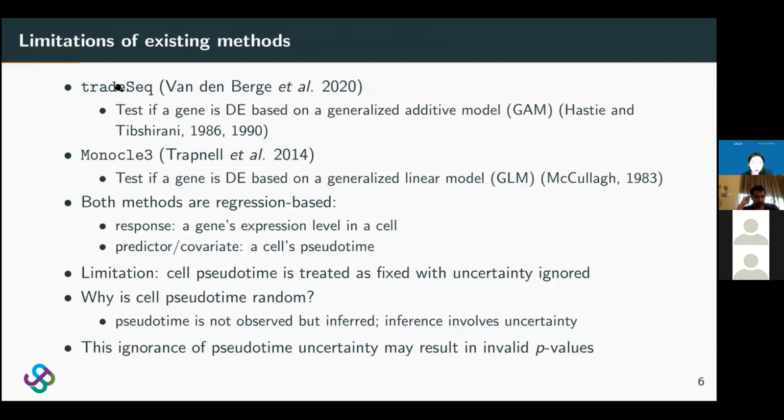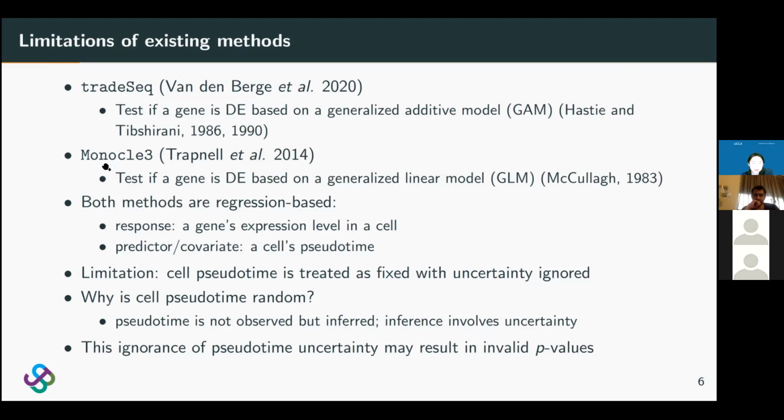Before our work, there are two, I would say, well-known existing methods for tackling this problem. One is called tradeSeq. This method tests if a gene is DE based on a generalized additive model to capture the relationship between a gene's expression and the cell's pseudotime. We'll talk about this later.